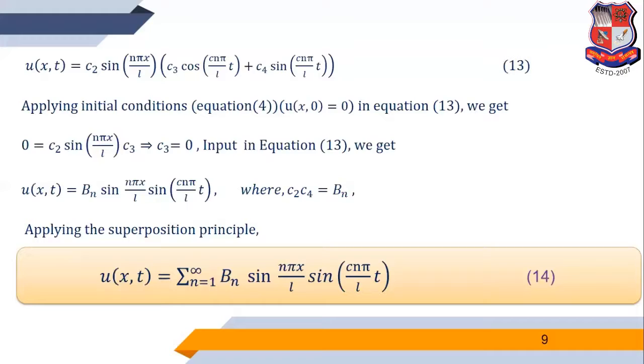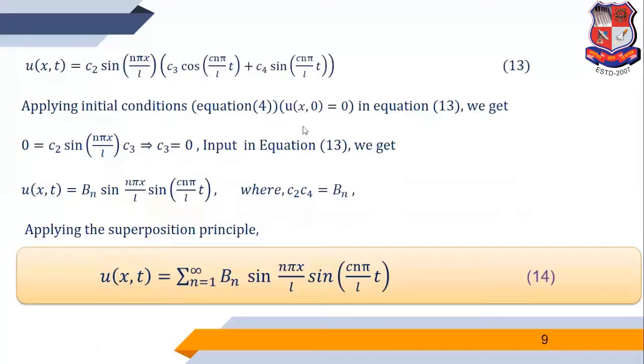In problem 1, first we apply the initial velocity, because in problem 1 initial velocity is given as 0. But here initial displacement is given as 0. So first we apply the initial condition equation 4 in problem 2. So applying the initial condition equation 4, the condition is u(x,0) is equal to 0 in equation 13. So we get 0 is equal to C2 sin(n pi x by L) into C3, because cos 0 is 1. So that implies this term is not equal to 0, so C3 is equal to 0.